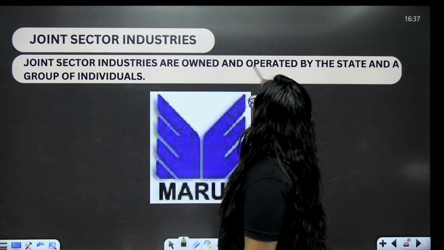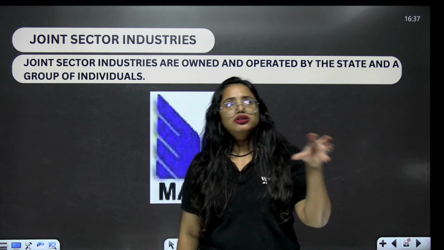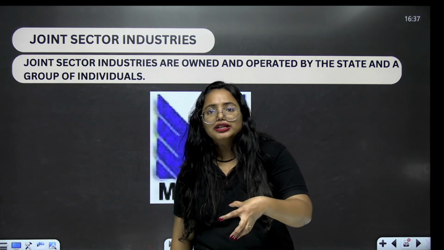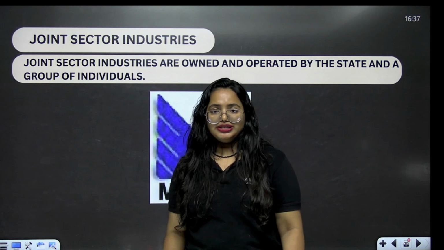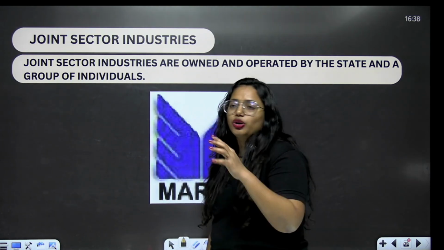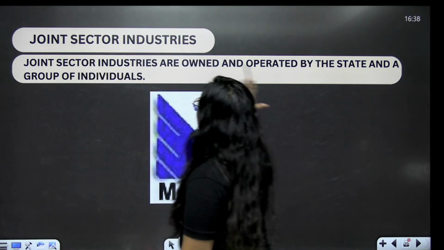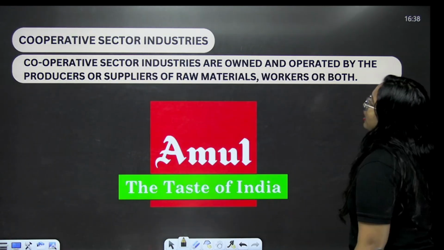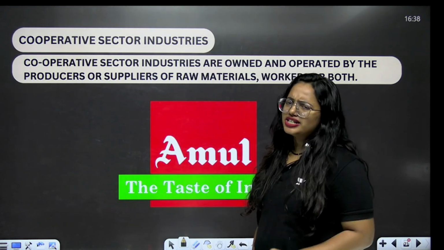Joint sector industries are owned and operated by the state and a group of individuals. So here it is owned and operated by the state and a group of individuals. That is the reason we have to talk about Maruti here. Maruti Suzuki is actually one of the joint sector industries. Clear? Cooperative sector industries. What are these cooperative sector industries?